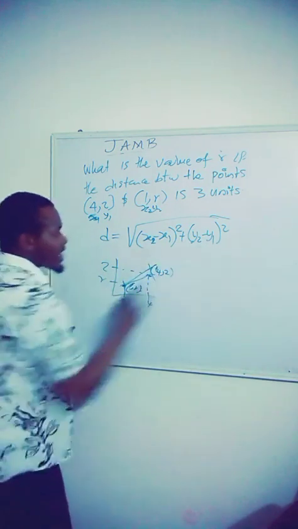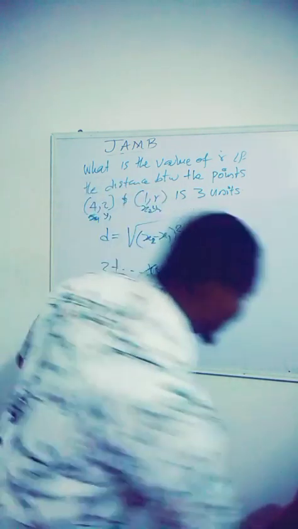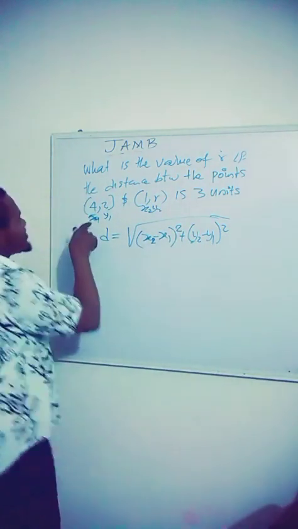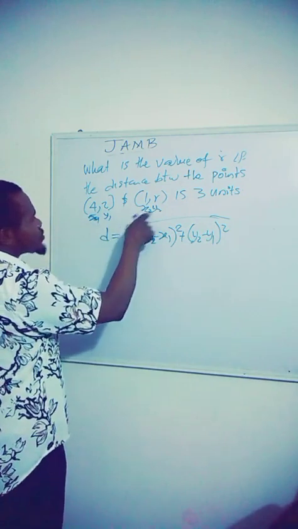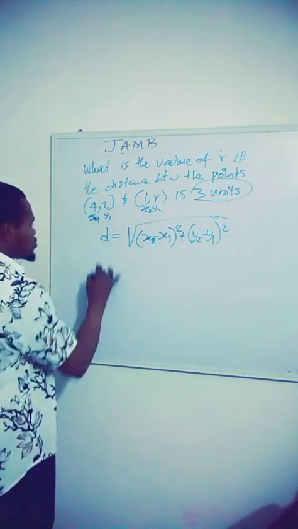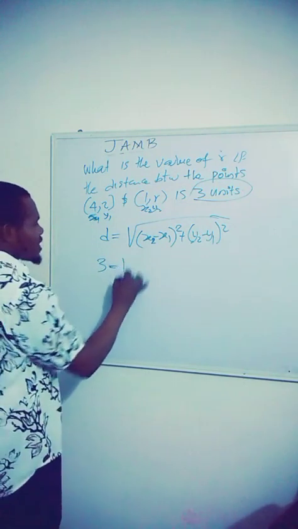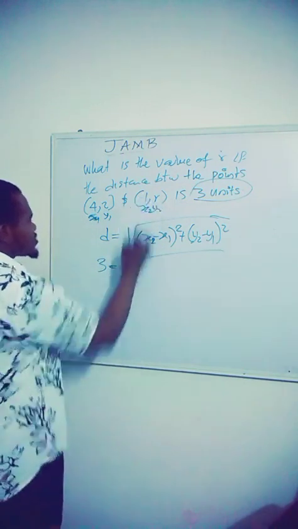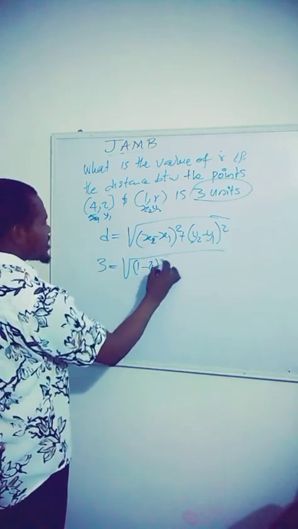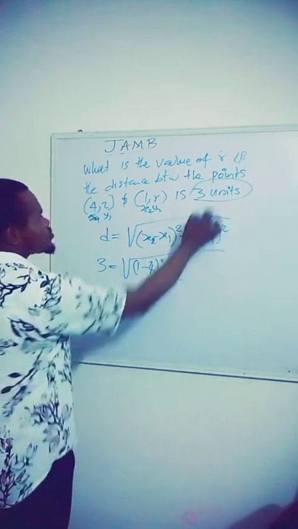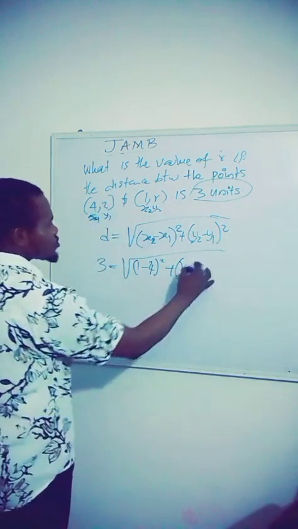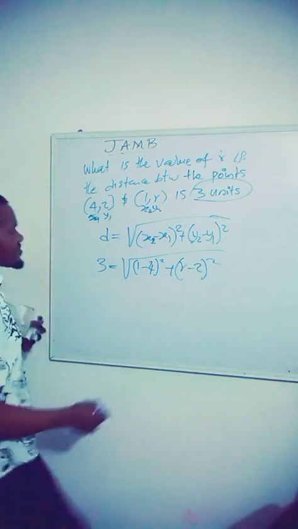So you use this formula. Let's replace our values. We have labeled it x1, y1, x2, y2, and they are saying the distance is 3 units. So it means 3 equals the square root of x2 which is 1 minus x1 which is 4 all square, plus y2 which is R minus y1 which is 2 all square. I hope you get the flow.